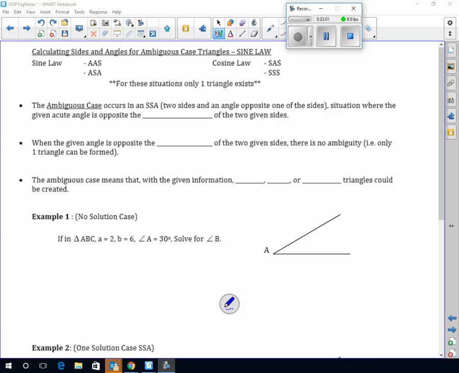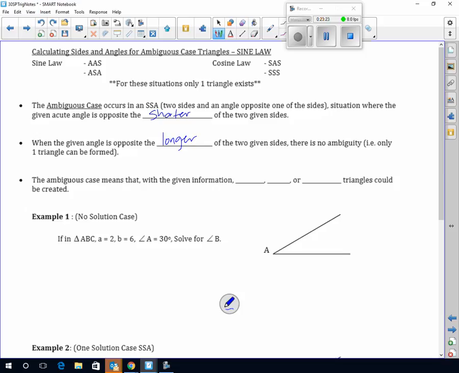Two sides and an angle opposite one of the sides. Situation where the given acute angle is opposite the shorter of the two sides. When the given angle is opposite the longer of the two sides, there's no ambiguity.